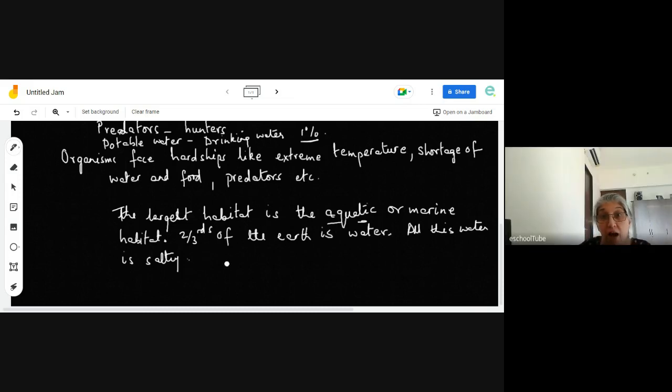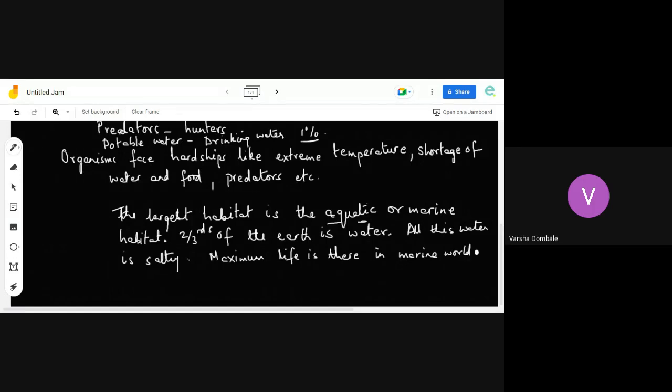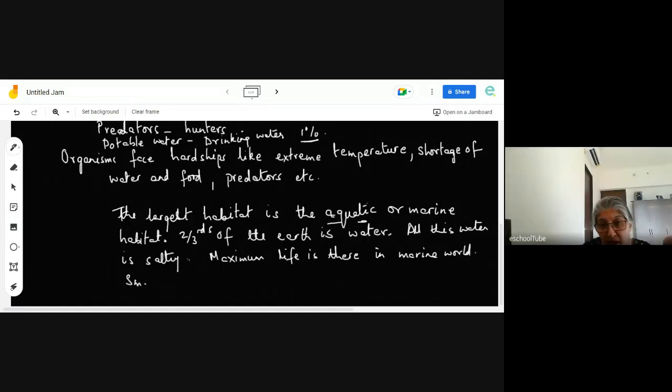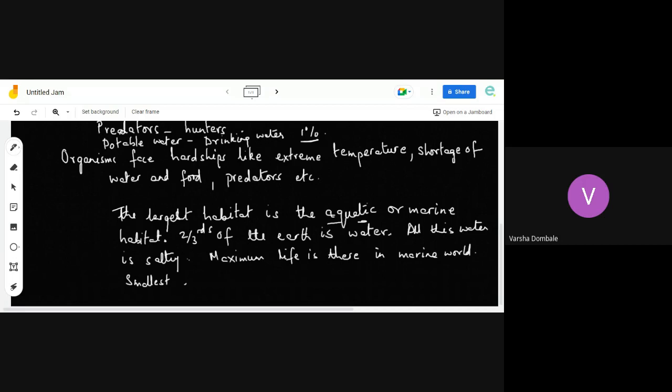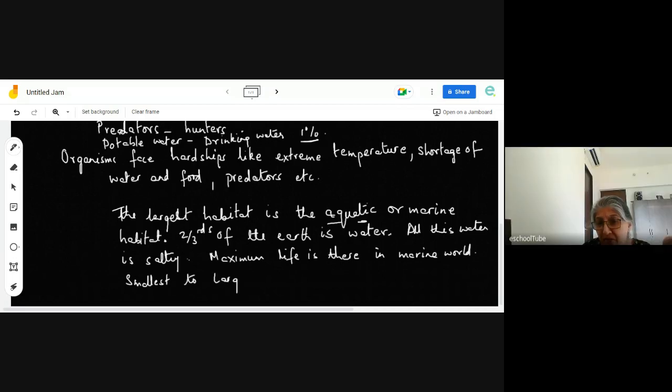But still, maximum life is there in the water only, in the marine world. Miss, all types of fishes, smallest cells to largest organisms. Not only fishes, it also has plants inside it. It has single-celled organisms, and the biggest whales are there.